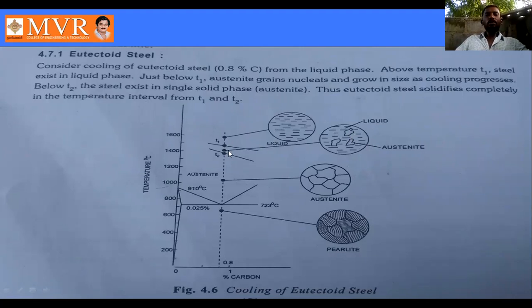Between the T1 line and the T2 line, we can observe liquid plus austenite. Below the T2 line, we can observe completely austenite. That is the steel here: the steel exists as a single solid phase, and the single solid phase is nothing but austenite.